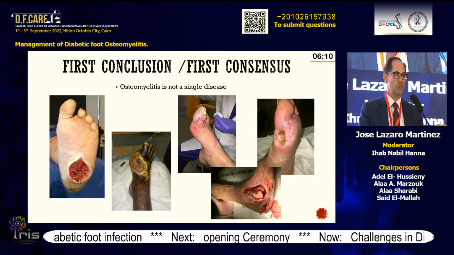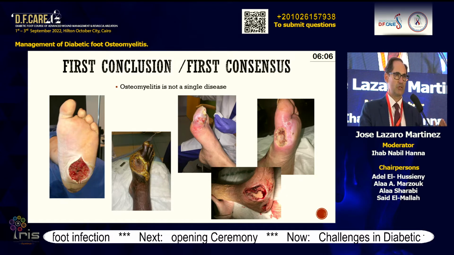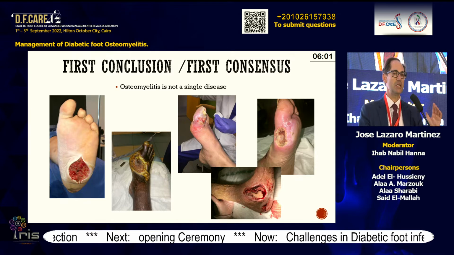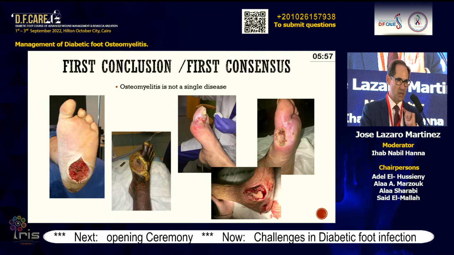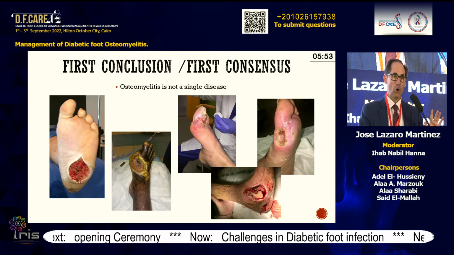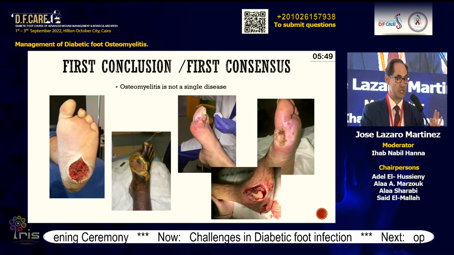For this reason, we need to start with the first consensus. What is the first consensus about management of diabetic foot osteomyelitis? Osteomyelitis is not a single disease. All the pictures that you are seeing here show patients with osteomyelitis, but probably not all need the same therapy, the same treatment. So this is the first consensus agreement.